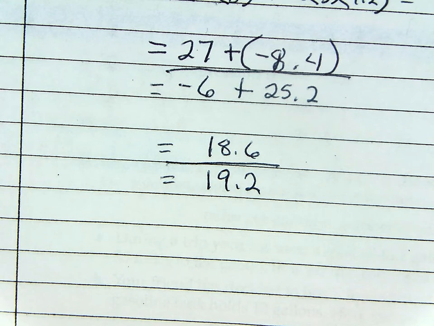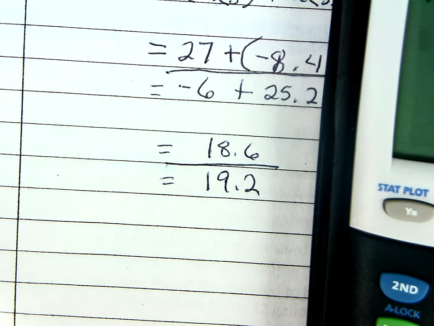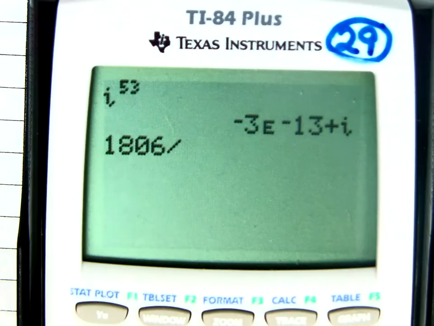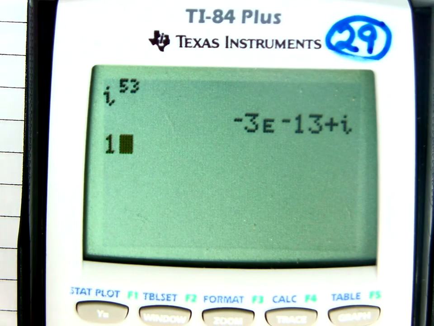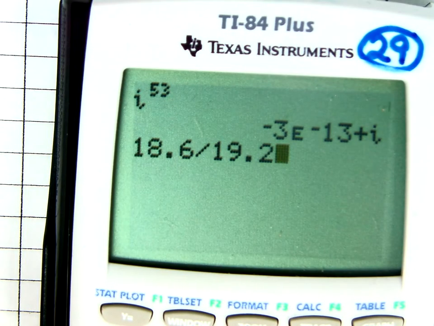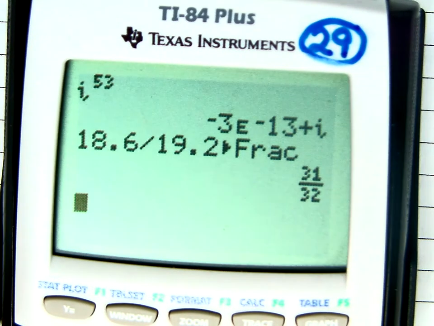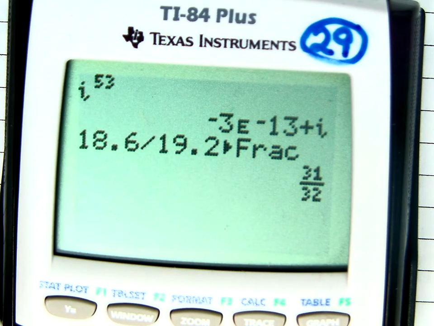We need to simplify now. Okay, so there's no more math to do on the top. There's no more math to do on the bottom. Now we're going to see if this fraction simplifies. So you just pick your calculator up and you do 18.6 divided by 19.2. Math, enter, enter. 31 over 32.